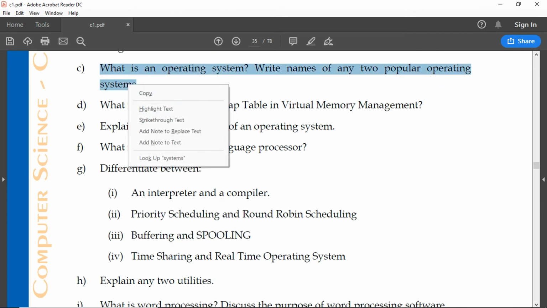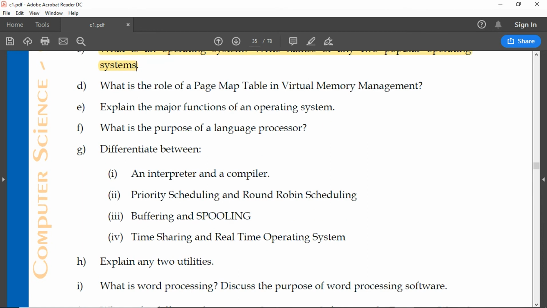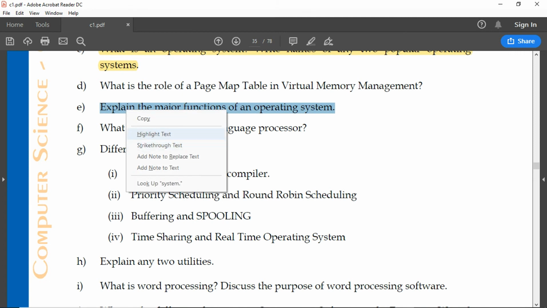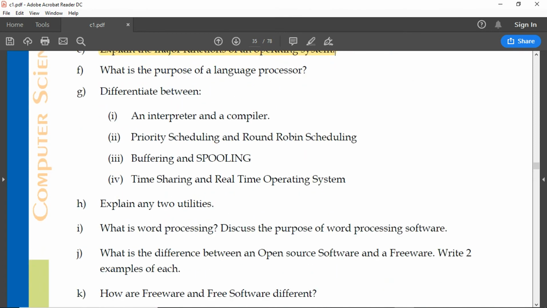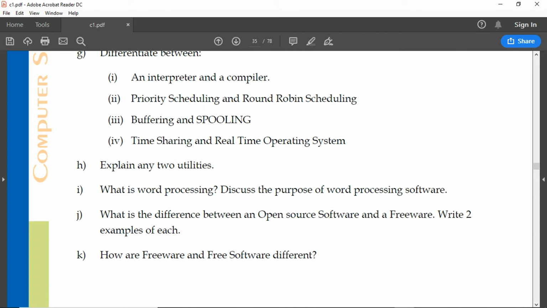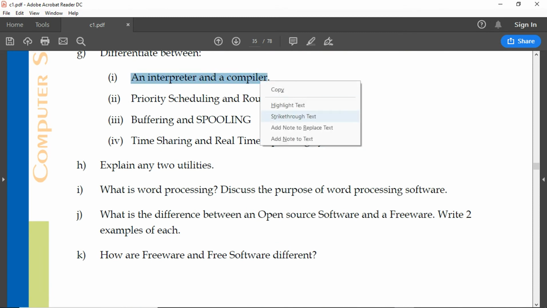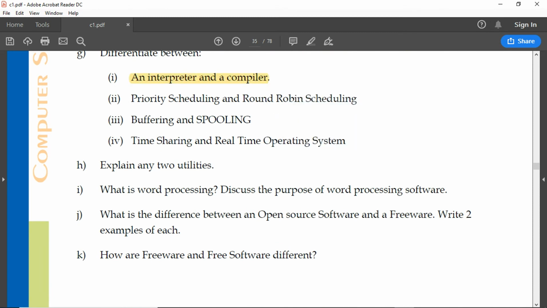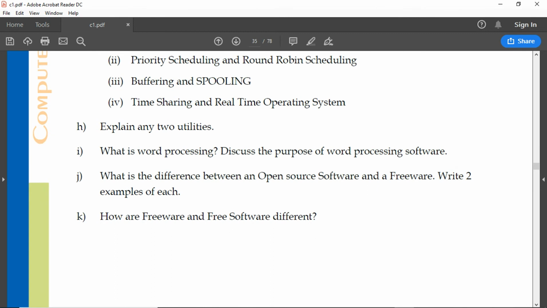D. What is the role of a page map table in virtual memory management? E. Explain the major functions of an operating system. F. What is the purpose of a language processor? G. Differentiate between 1. An interpreter and a compiler. 2. Priority scheduling and round-robin scheduling. 3. Buffering and spooling. 4. Time sharing and real-time operating system.